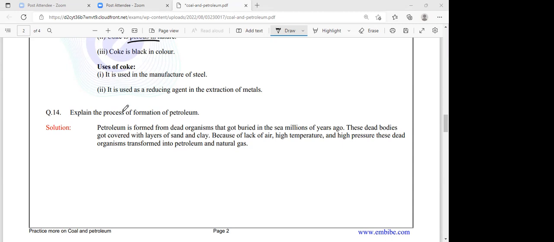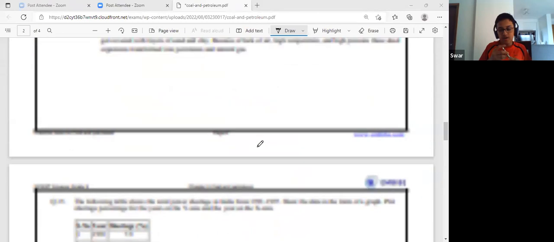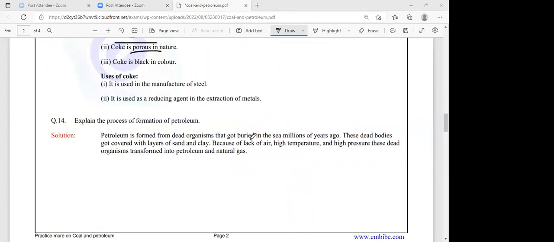And after this, you will write this process of formation of petroleum. Okay, the paragraph. Petroleum is formed from dead earth, right? After that. But I already written this. Okay.